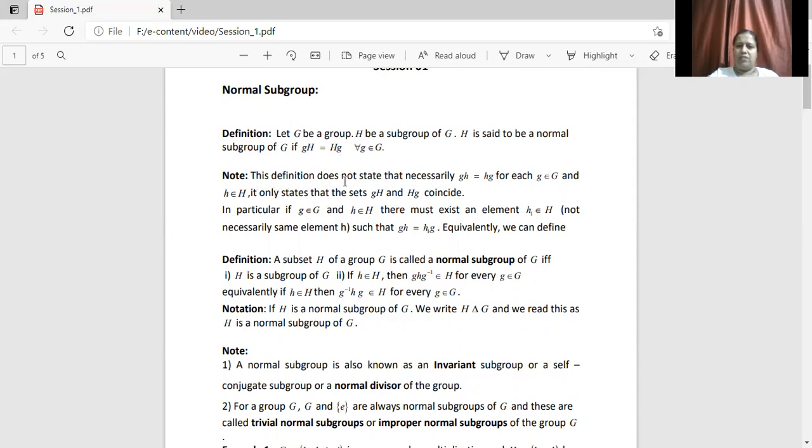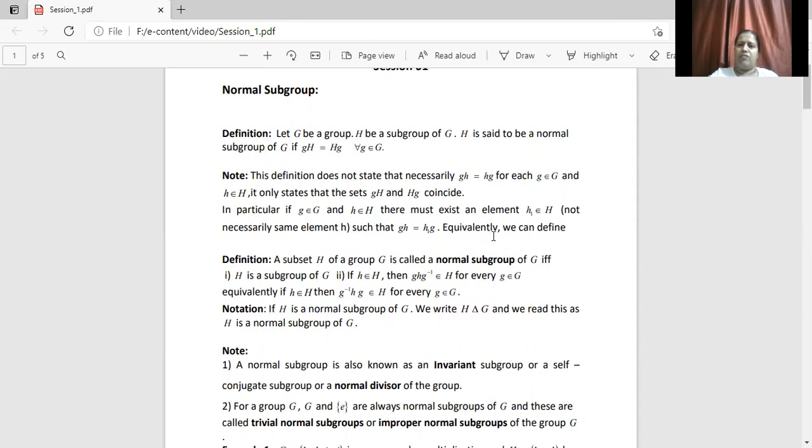Note here, this definition does not state that necessarily gh is equal to hg for each g belongs to G and h belongs to H. It only states that the sets gH and Hg coincide. So from this note, we can see that if g is an element of G and small h is an element of H, there must exist an element h1 belongs to H, which is not necessarily the same element as h, such that gh is equal to h1g.